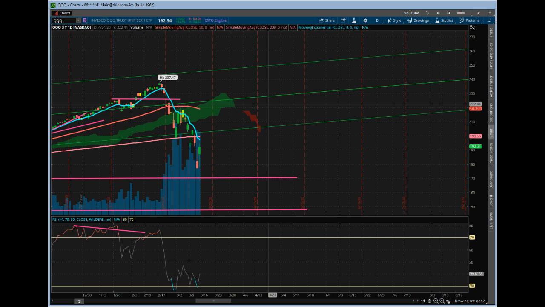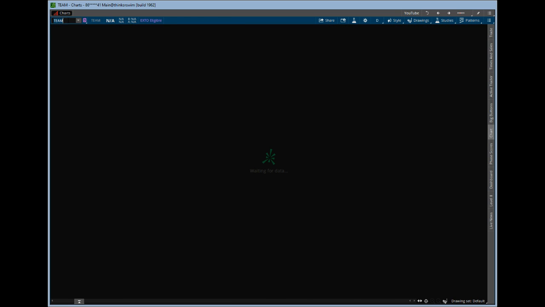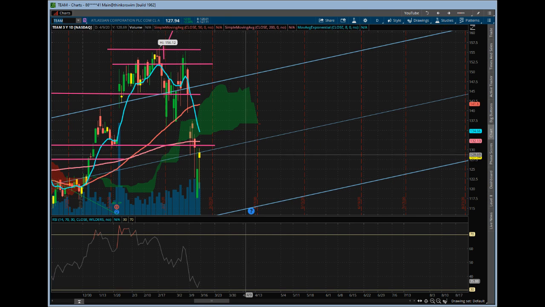Thanks for bringing those up. And then Levi, you've got a couple other ones on the radar. Let's take a look. We've got TEAM. Inside day, obviously below its key moving averages, but it did finish towards the high. So let's see if that could break out and get above those. It could be interesting.